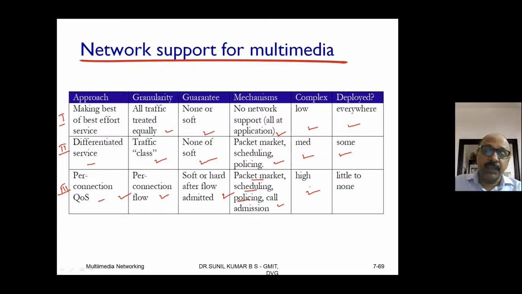Obviously, you can remember one thing: as this mechanism is going to be more and more complex, the complexity of the network or communication will become more and more high. And it can be deployed only to a little extent in some of the networks, not in all the networks.